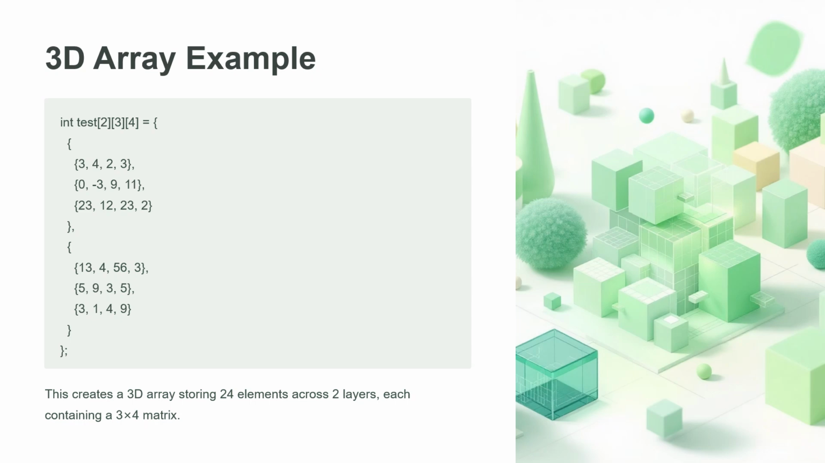When we look at approaches for storing data, in 2D you can store only 12 elements, whereas in 3D you can store 24 elements, because we are taking 2 layers and each layer contains a 3 by 4 matrix. So each 3 by 4 matrix holds 12 values, and the other 3 by 4 matrix holds another 12 values. So overall, 24 elements will be stored in the 3D array.